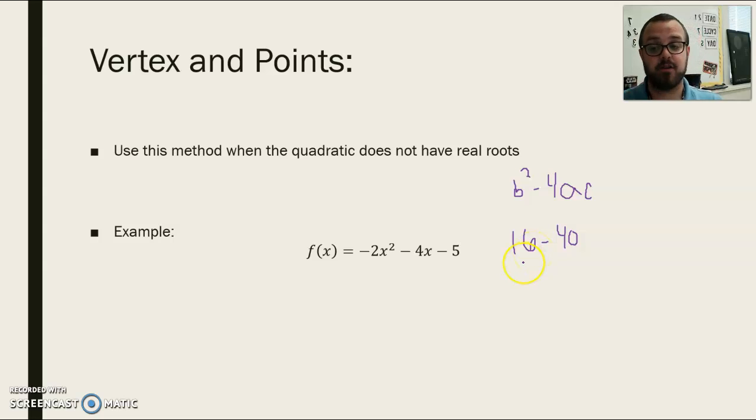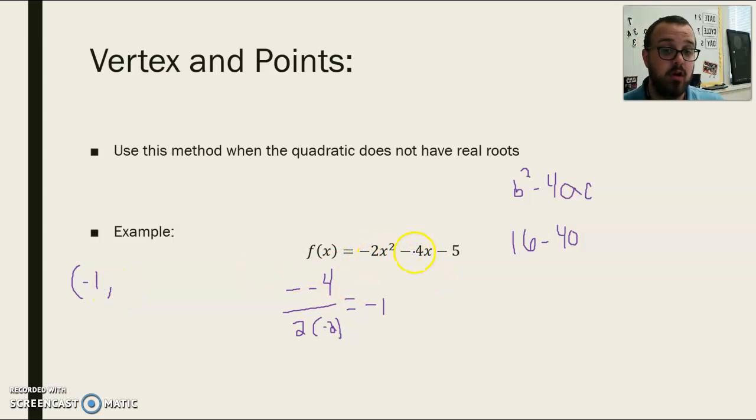Well, I don't panic. I first just go ahead and I find my vertex. So to find my vertex, I'll do negative b over 2a. So this will be negative 4 over 2 times negative 2, which we know that negative makes it positive. So 4 divided by negative 4, I'm going to get negative 1. That's going to be the x-coordinate. And then I go ahead and I plug that in to figure out what the y-coordinate is going to be. Negative 1 squared is 1, so I'll get negative 2 plus 4, which will be 2, minus 5. We're going to get negative 3. Okay, so that's my vertex. All right, cool. Got that.